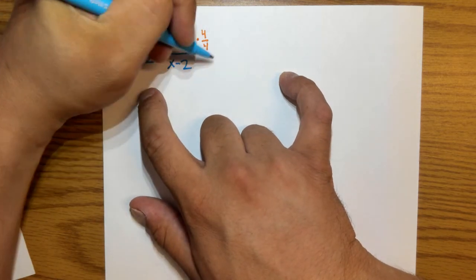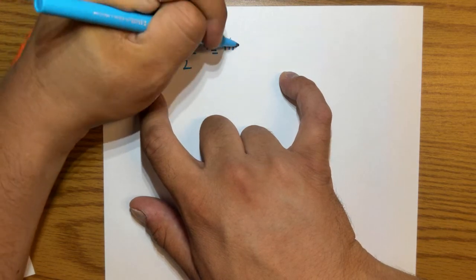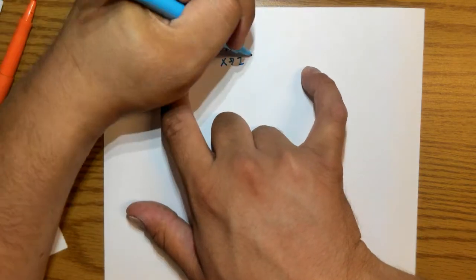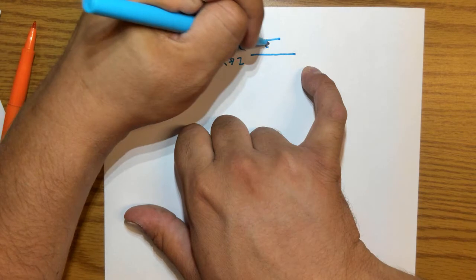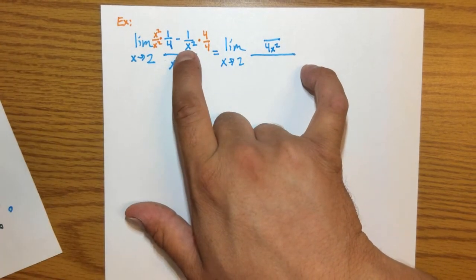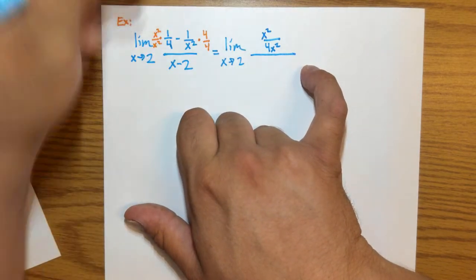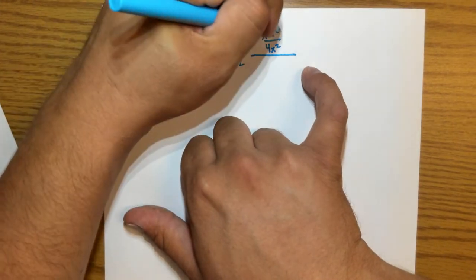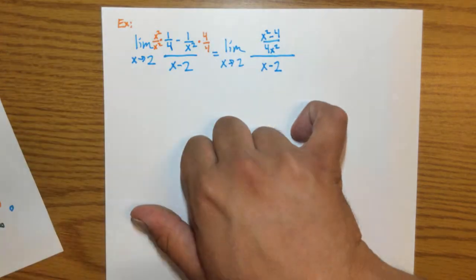So let's multiply this out and see what we get. As you notice, on the bottom of this top fraction, we'll get 4x squared. So we'll get a 4x squared here, 4x squared there, and we can just write them on top of each other. And on the top, we're going to get x squared times 1, so x squared, minus 4 times 1, so 4, divided by x minus 2.